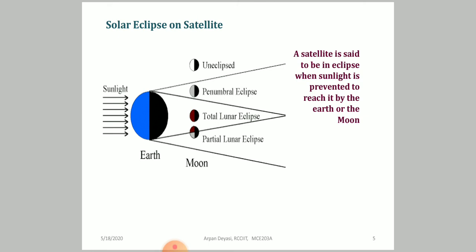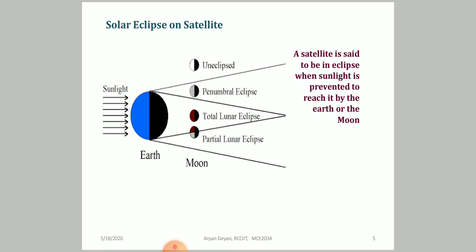Whereas if I go outside, this is also called the penumbral or partial lunar eclipse. Partial means half is covered by the cone, half is outside. But if it is not covered by the cone, then I will call it a penumbral eclipse, and if the moon goes outside exactly, then I call it uneclipsed. So a satellite is said to be in eclipse when the sunlight is prevented from reaching it by the earth or the moon. So you can replace moon by satellite also.